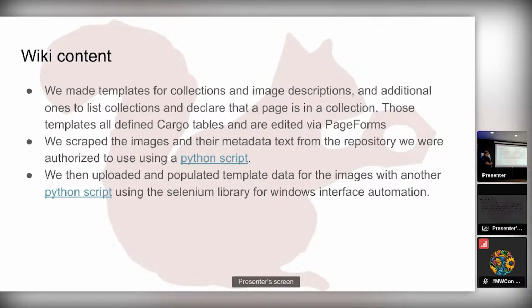We ended up using Python scripts to scrape the repository where the images were. This was something that they had the rights to do, to work with these images and to store them. They just were stored in a sort of inaccessible format. And then we had another Python script to upload and provide the template data for the images. Now I tried to use MediaWiki's tools and had no luck with it, so I ended up using the Selenium library and did it through Windows interface automation.